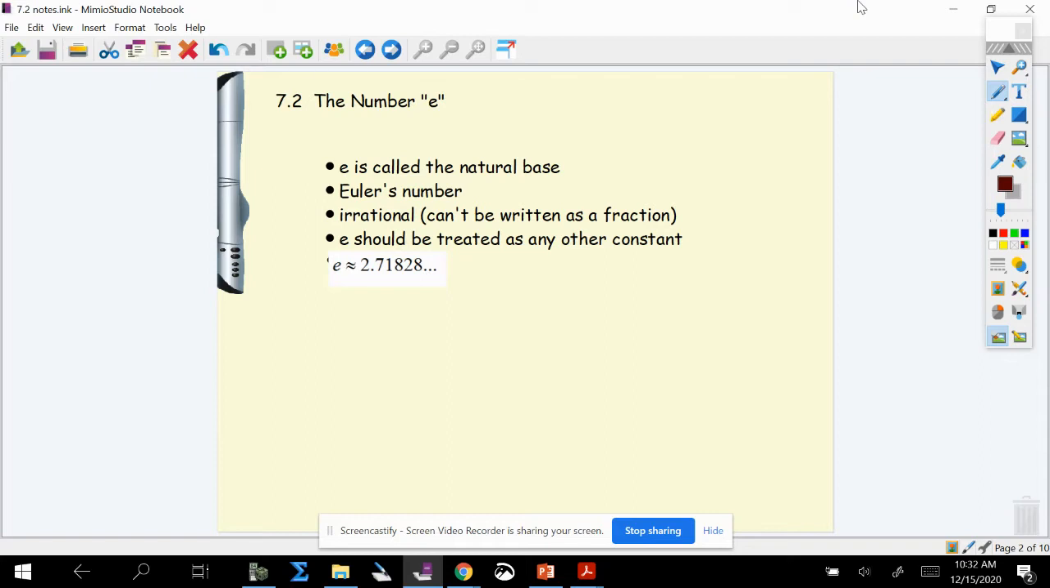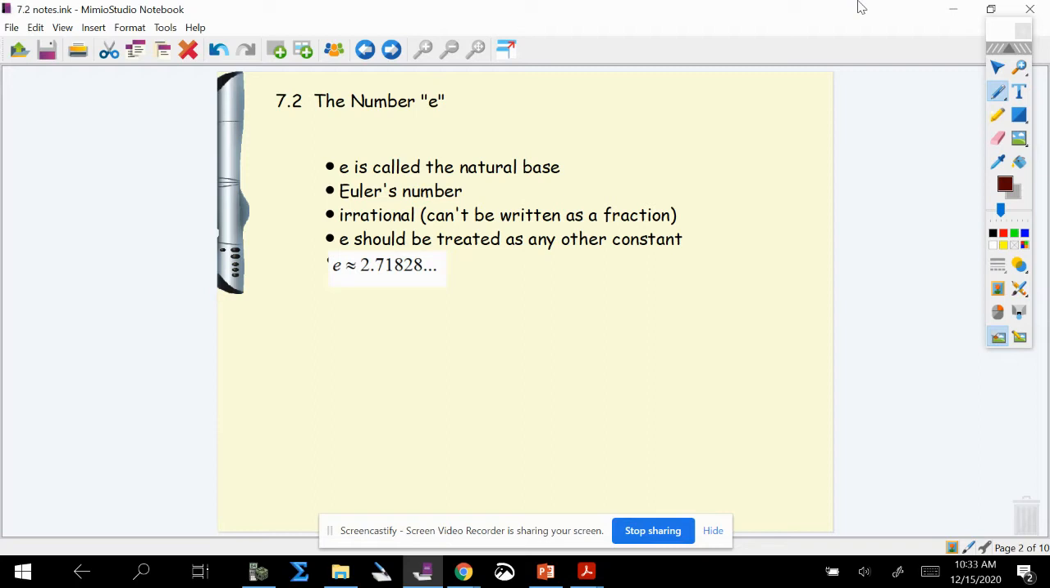It's kind of like pi. It's a number that is irrational, meaning you cannot write it as a fraction. It has a decimal equivalent, and I'm going to show you exactly where the button is on your calculator to get it. It is a decimal equivalent of about 2.71828, and then it just keeps going and going. We should treat it as a constant, just like we do with pi. I know pi has a symbol attached to it, but it is still a number. It is still a constant.